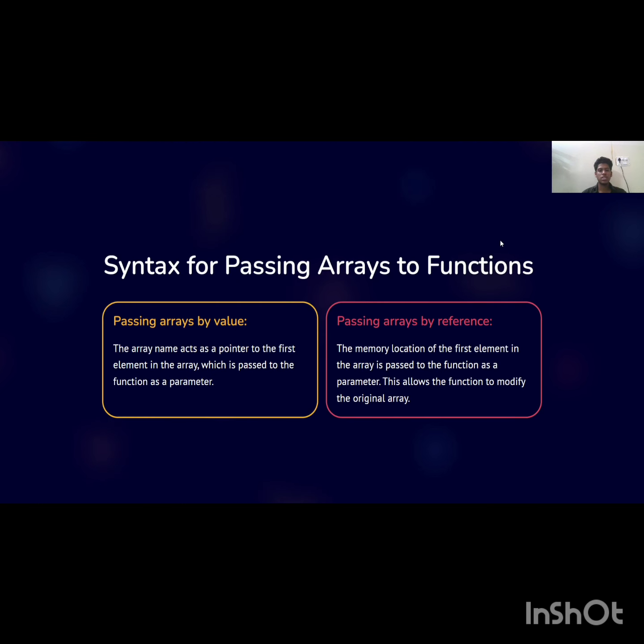Then the next is syntax for passing array to function. The first one is passing array by value. The array name acts as a pointer to the first element in the array, which is passed to a function as a parameter. Then the next is passing array by reference. The memory location for the first element in the array is passed to a function as a parameter. This allows the function to modify the original array.